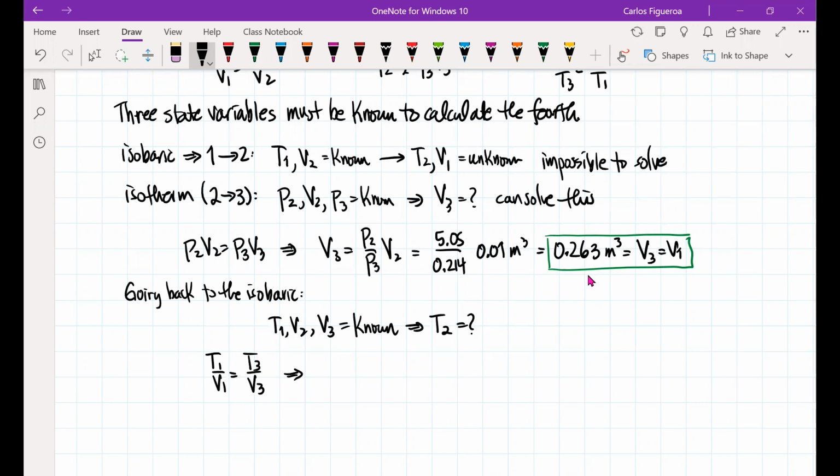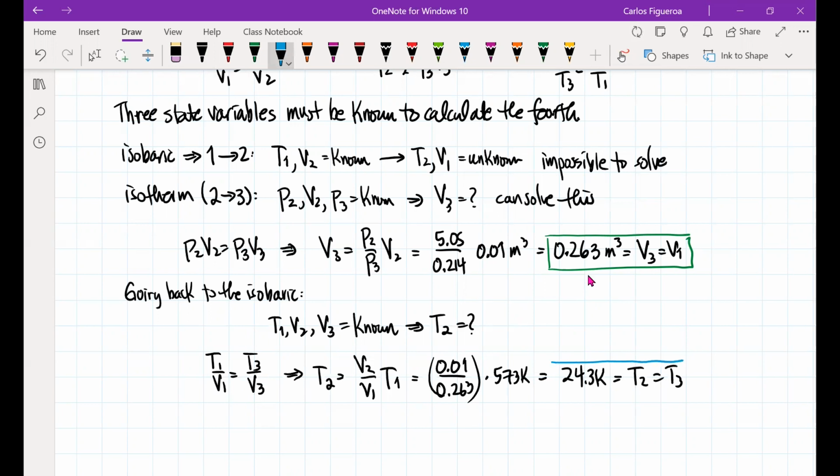So now, if I solve for T2, T2 then tells me that it's got to be V2 over V1 times the temperature of 1. So then if I start to look at the volumes, we just calculated one of the volumes, which is 0.263. And then the temperature at that point was 573 Kelvin. And when I compute that, I get 24.3 Kelvin, which then is the same as the temperature at 3. So now I've computed all of the unknown variables without using the ideal gas law. Two approaches for doing this.